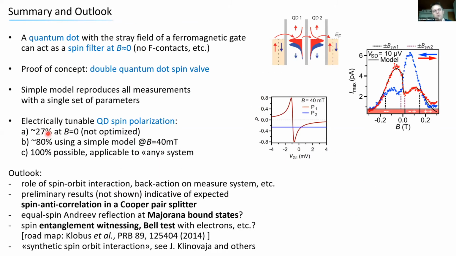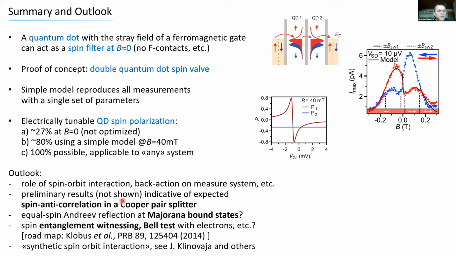So here is my summary. We can use a quantum dot with a stray field of a ferromagnetic gate as a spin filter at zero magnetic field. I've shown you proof of concept in a double quantum dot spin valve, which we can reproduce surprisingly well with a very simple model. And then we find that we can have up to 80% spin polarization, and if we think a bit, we can get 100% in principle. And the beauty of this is that this principle of spin polarizing localized states we can apply to basically any system that shows some Zeeman splitting.